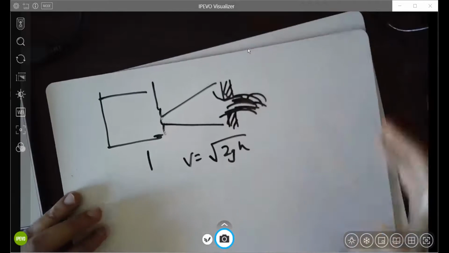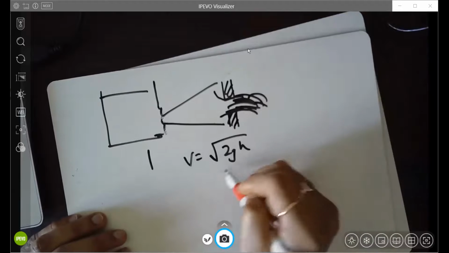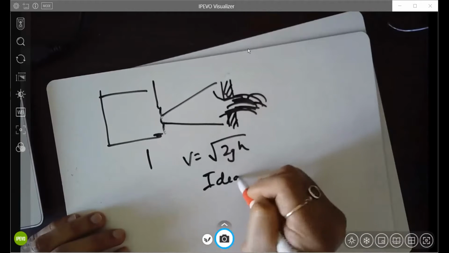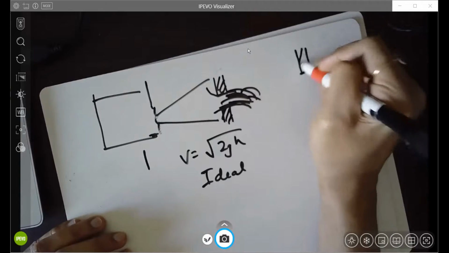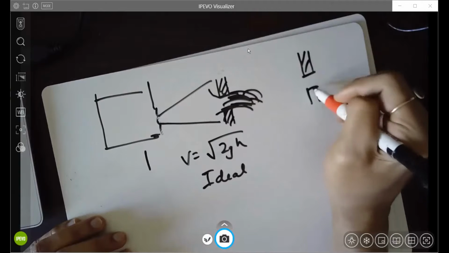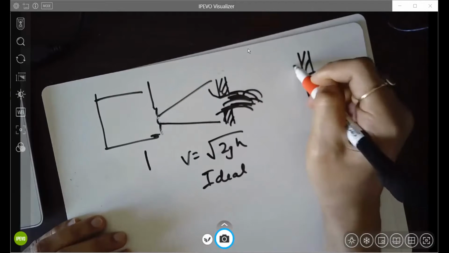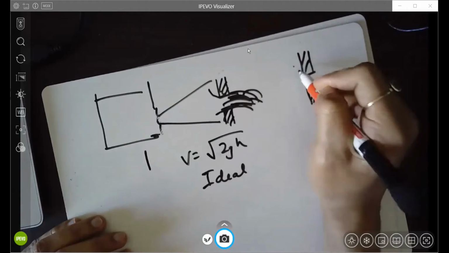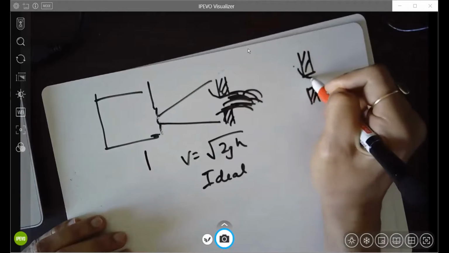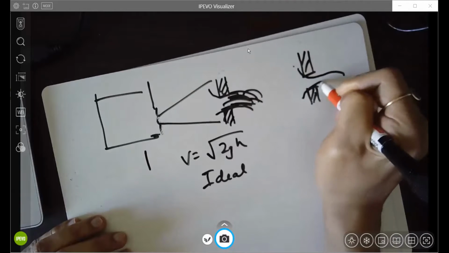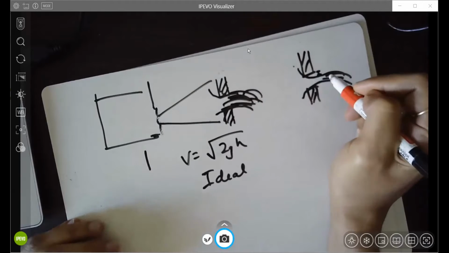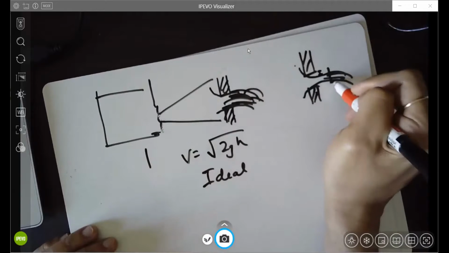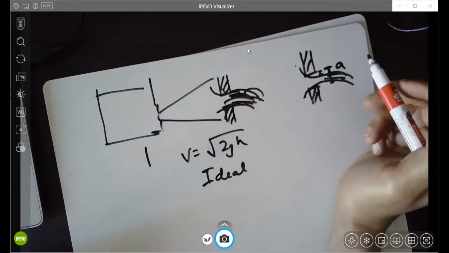But actually, since our world is not ideal, this is ideal cases. I wish it could be ideal, but it's not. What happens is the water flows out like that. It actually misses, it goes out like this. So there's an air gap out here. It's called a contraction. The actual area of flow is different.